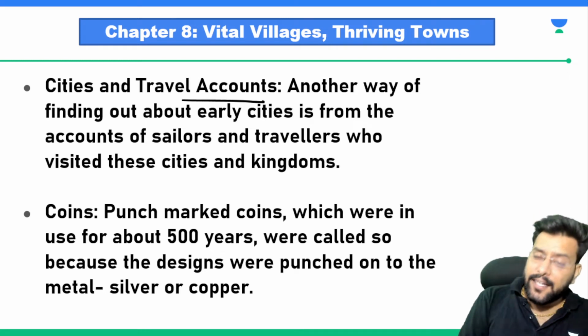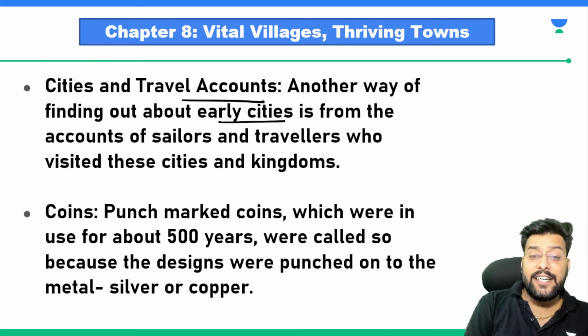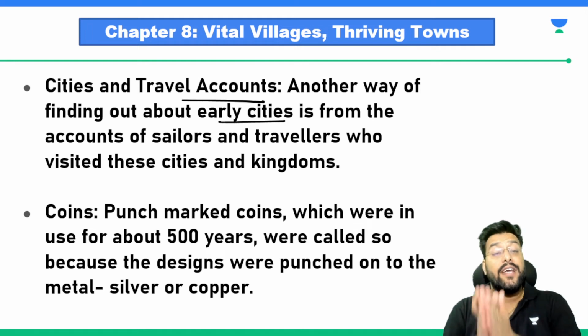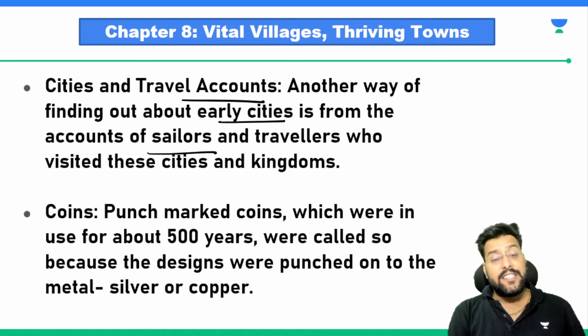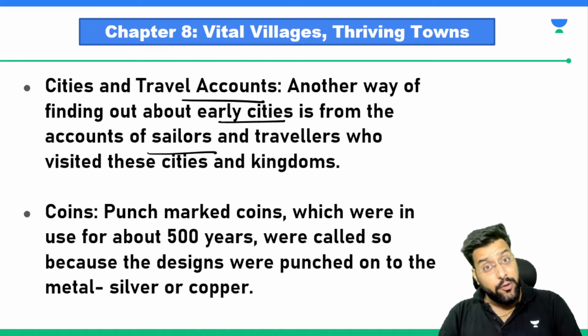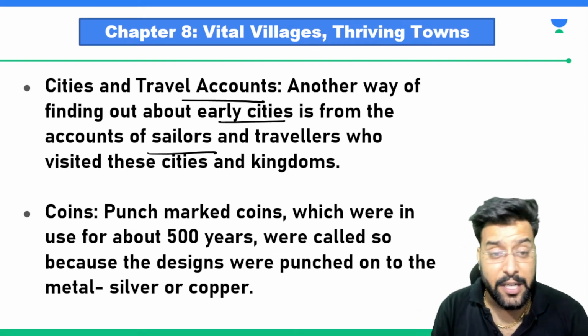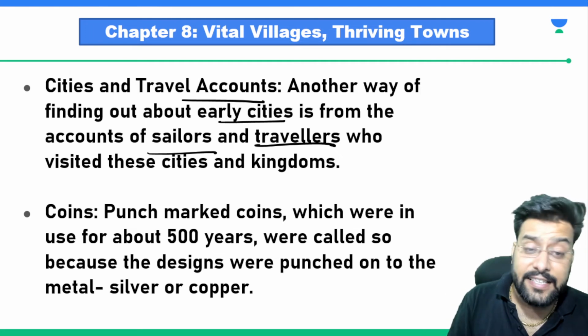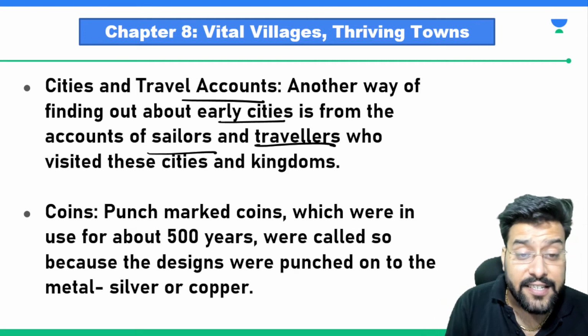Another way of finding out about these earlier cities were the accounts of sailors and travelers. People were traveling from one place to another. So there were sailors who were sailing from different parts of the ocean. They used to write their accounts that I visited this particular place, I found this kingdom, I found the culture like that. Then we could understand things from the coins.